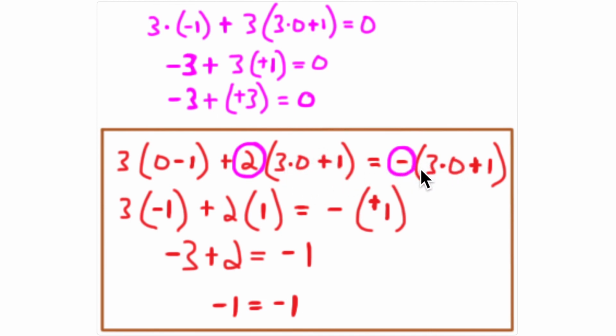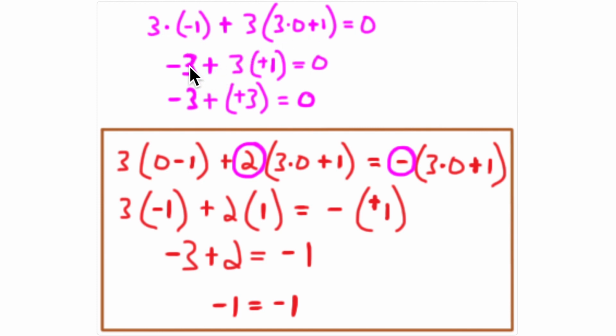And if I add 1 of these, a positive 1 of this to both sides, I'm going to end up with 3 of this, 3 times 0 plus 1. Hopefully this makes sense to you. Think of it as 2a equals a negative a. If I add a to both sides, I'm going to end up with 3 a's. So 3 of these things.